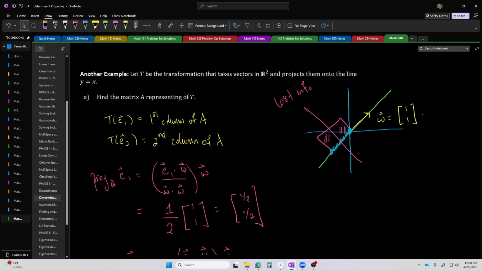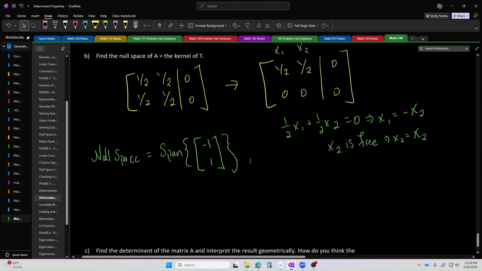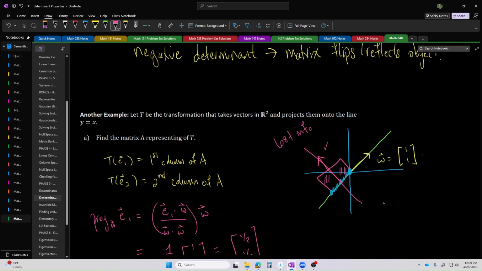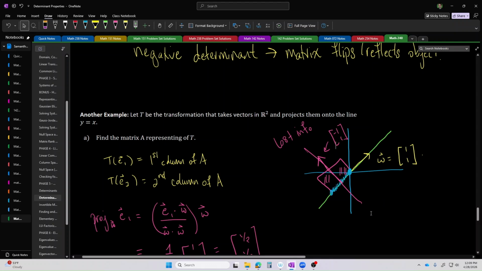And we see that affirmed in the null space that we've just calculated. The null space is everything spanned by this vector -1, 1. And the vector -1, 1 points out perpendicular to the line. So it makes sense that everything parallel to -1, 1 is being lost, compressed, and destroyed by this action of projection. All of those results make sense.